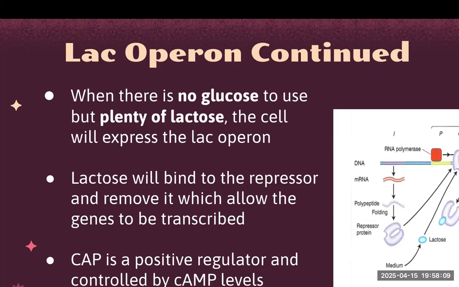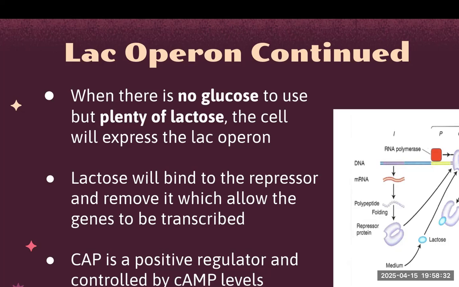If there's neither, there should be little to no expression. If there is glucose, first thing it'll want to do is just use that glucose. So if there's some, but it's only a little bit, it'll use that up and still make some of the lactose genes. So it can use the lactose too because it needs more.